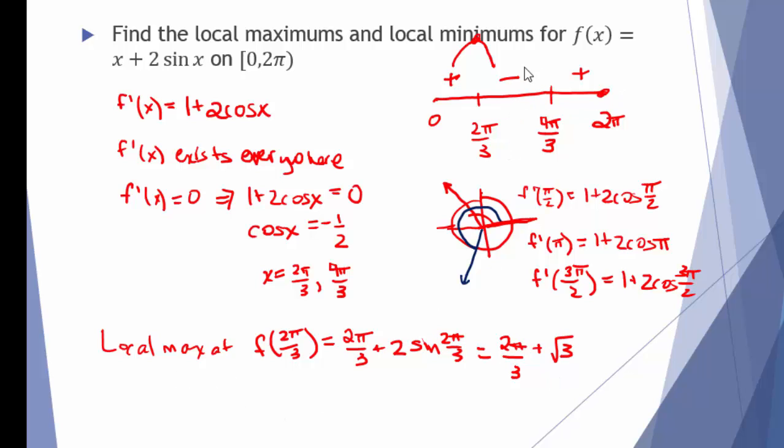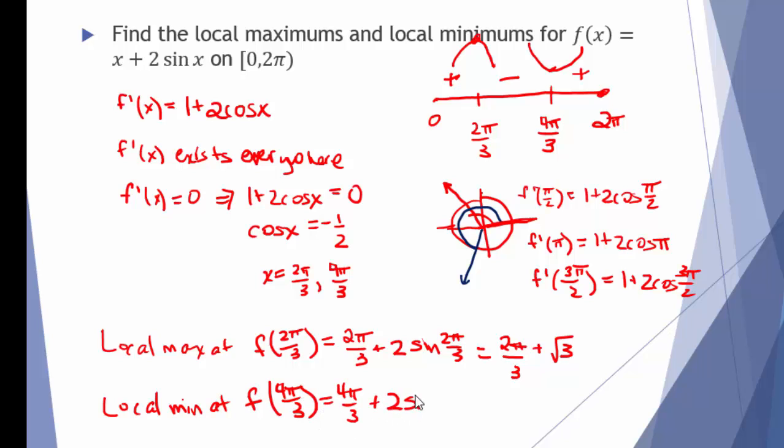And then back to the number line. We notice that our first derivative changes sign from negative to positive, which means the original function goes from decreasing to increasing, which means you're going to pick up a local min. So we get a local min at f of 4 pi over 3. And again, we're plugging into the original function. So that's going to be 4 pi over 3 plus 2 times the sine of 4 pi over 3.